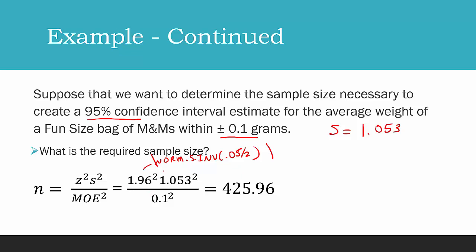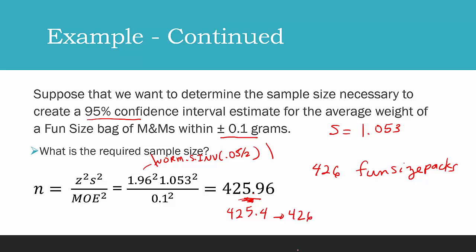So 1.96 squared times 1.053 squared divided by 0.1 squared. If you work out the math on this, you should get something around 425.96. This means we need to sample 426 fun-size packs. We always round up. I didn't round up here simply because I learned back in the day that you should round up if you're 0.5 or beyond in the decimal place. We always round up. So if this had been 425.4, we still would have rounded up to 426.